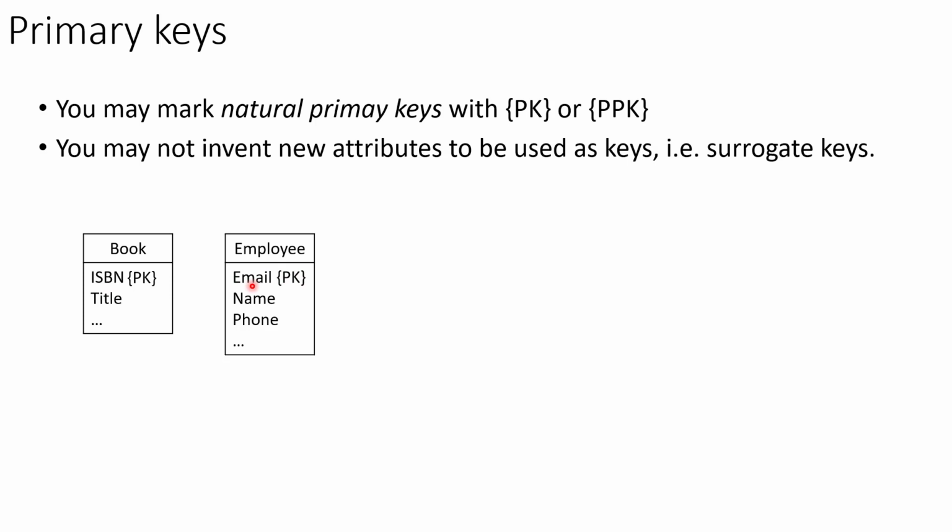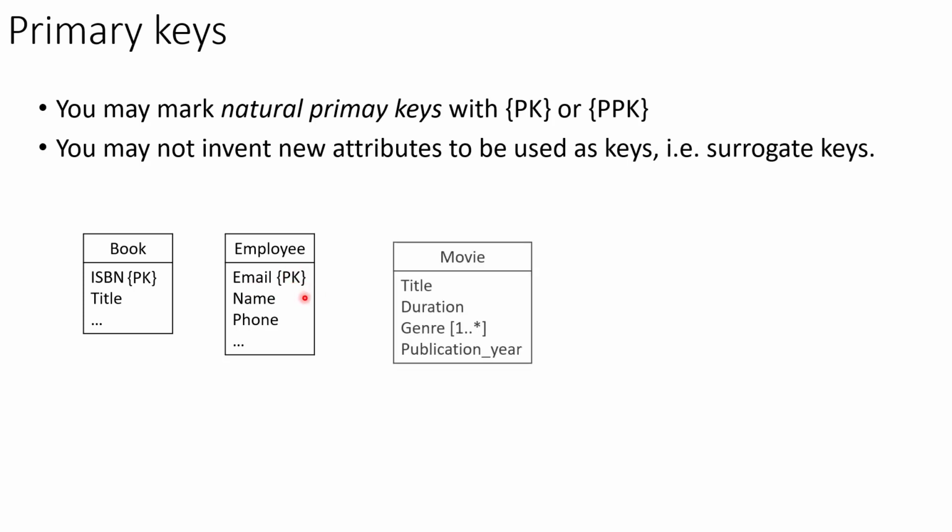But sometimes email may not be a good choice. So yeah, in this case, it's just an example. You could put it here. I might have a movie entity, with title, duration, and multiple genres, and a publication year, and there's no apparent candidate key here. There's nothing unique about this. Maybe I could combine multiple attributes to make a unique candidate key, but that's not always a good choice.